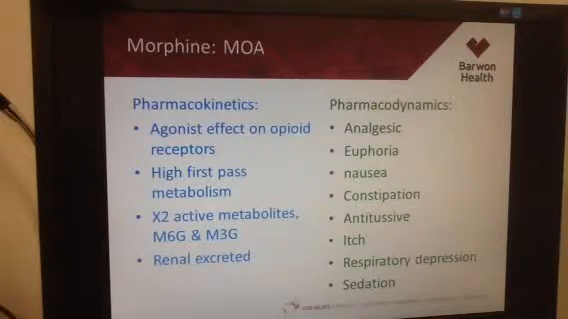Morphine also releases histamine that can cause an itch, but Max did not have this side effect. Nor did he show any signs of respiratory depression or sedation, even with being on two benzos and the opioid.